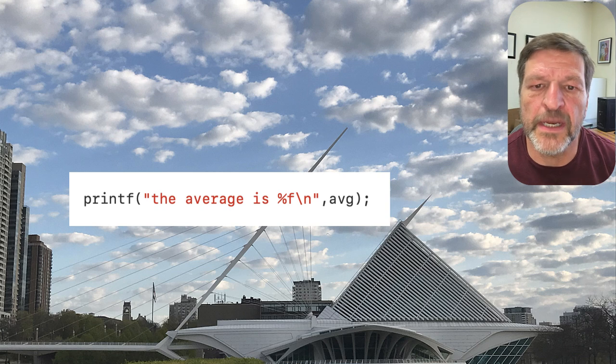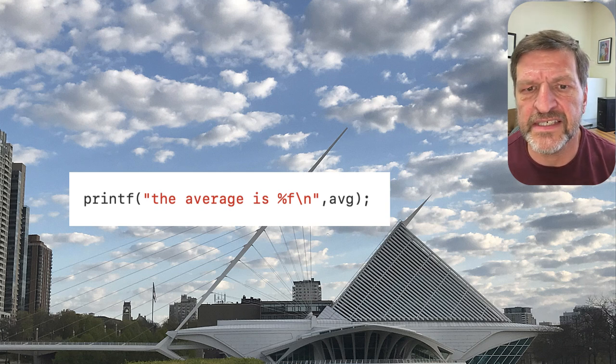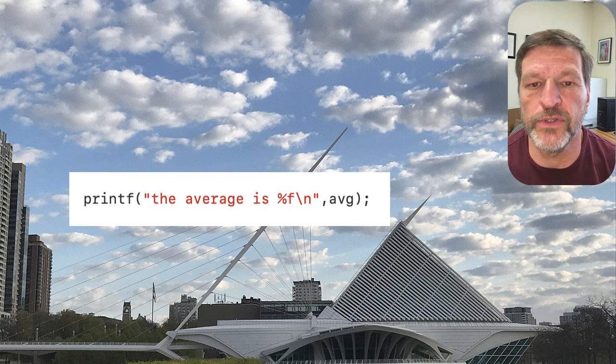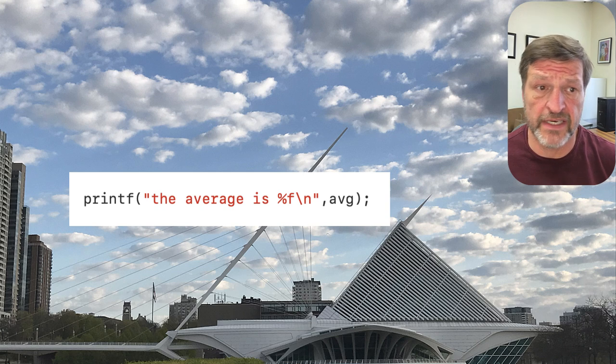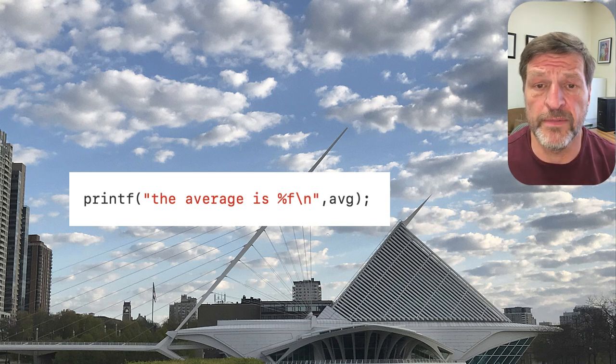And here you can see that I'm printing out the average of some numbers. And so there are two arguments. The first argument is this string of characters in double quotes. And this second argument happens to be the variable that contains the average value of some numbers that we calculated. So that has no output and two input arguments.